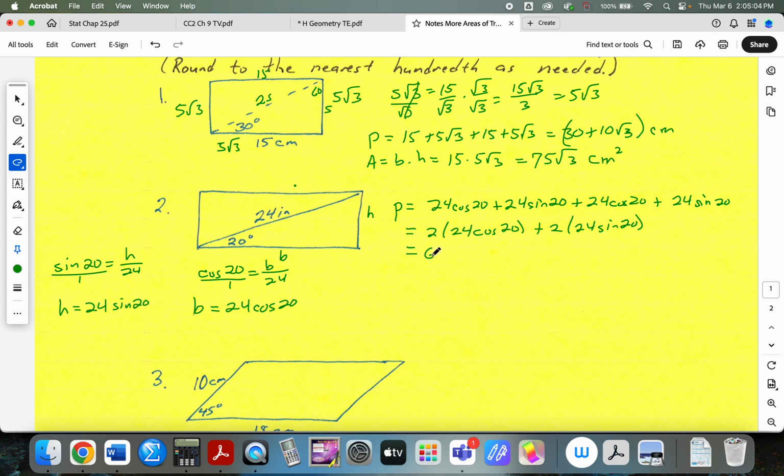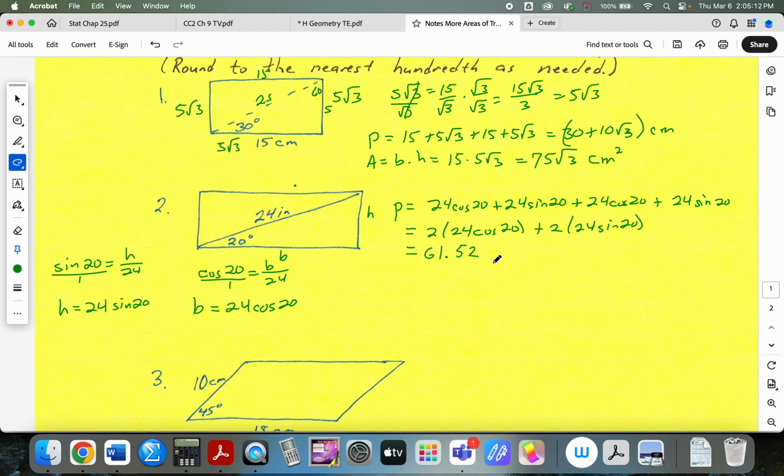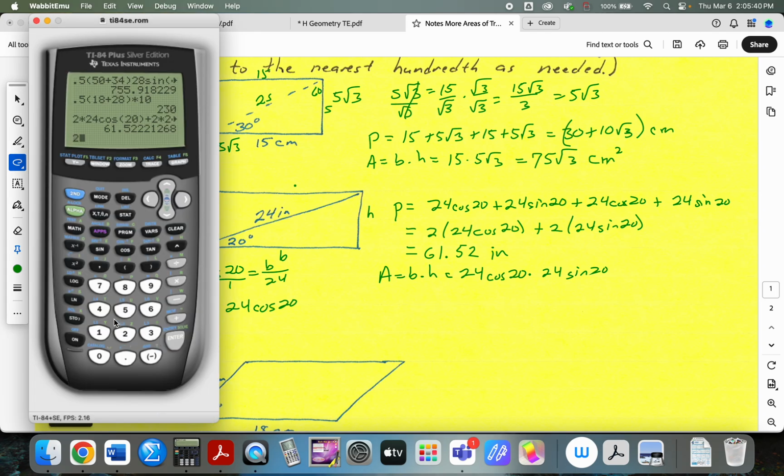So that's going to be 61.52 square inches. Oh, excuse me, just inches. And then the area is base times the height. So that's going to be 24 cosine of 20 times 24 sine of 20. And again, it's really important that you close the parentheses at the end of the cosine 20.